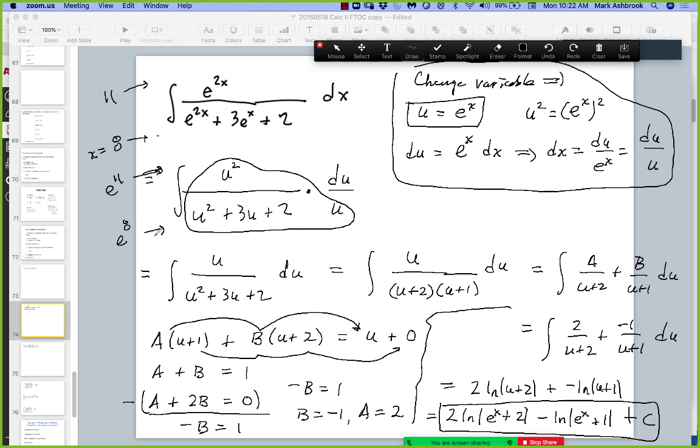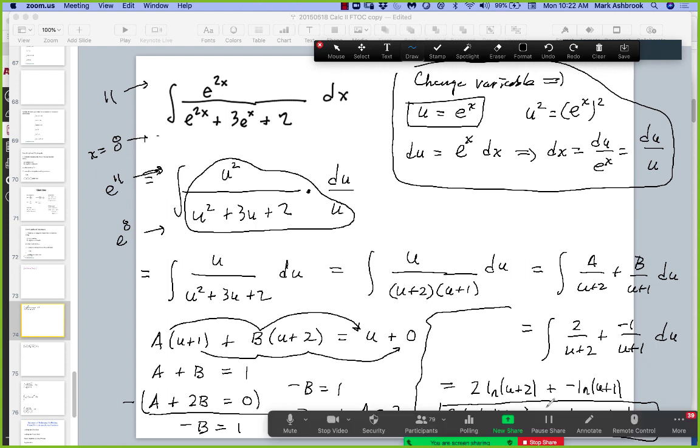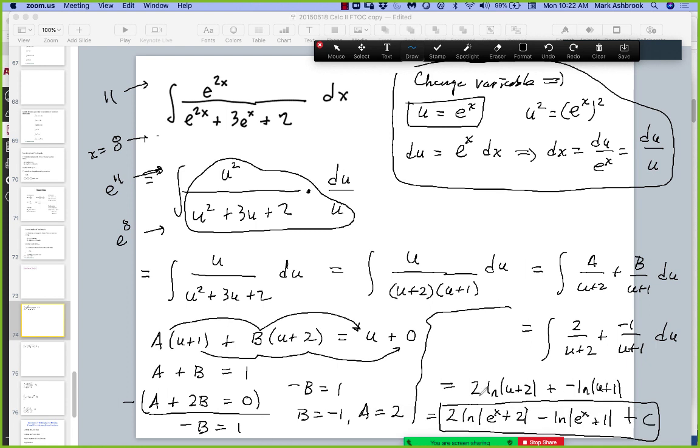So now, since we have a final net amount of accumulation, and we don't care about the function anymore, we could just apply that here. We could come to this step. We wouldn't have to change it back to x, and we could use the limits in terms of u with this form. We could plug in e to the 11th and e to the 8th and subtract. So you can either change the limits into your new variable and apply that to the antiderivative in terms of the new variable, or you can take your function all the way back to the original variable and use the original limits.